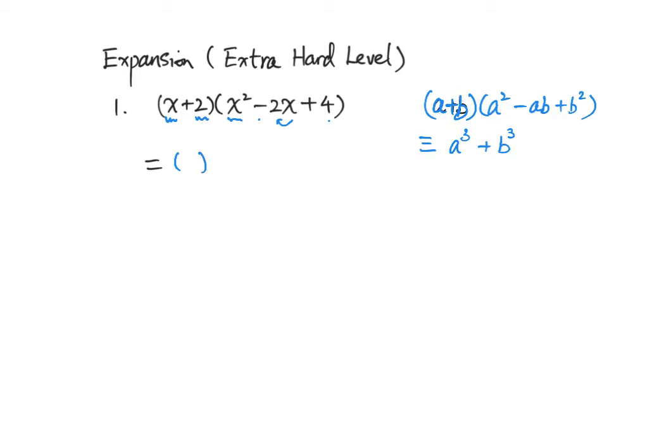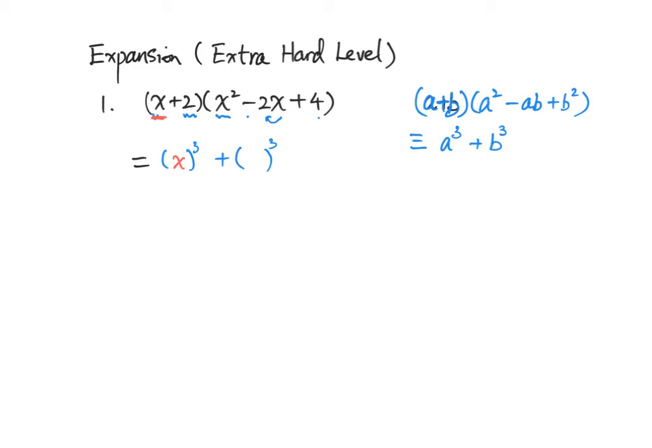So it equals a³ + b³. Here a is x and b is 2, so 2 to the power 3. What we get is x³ plus 2³, which is 8. Okay, that's it. Now let's see another method.